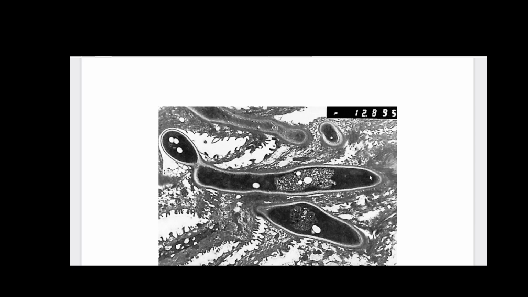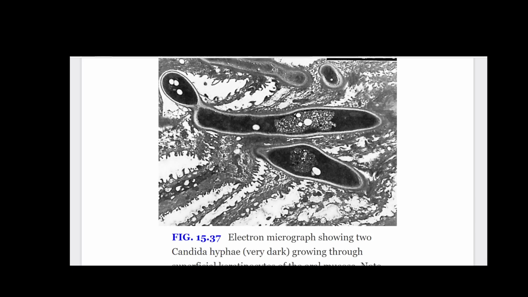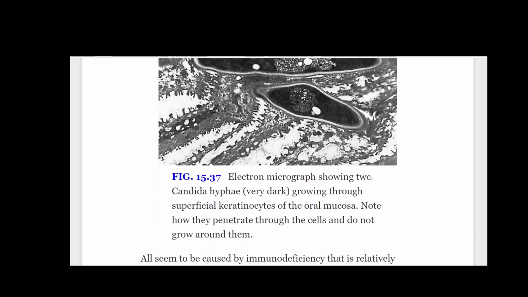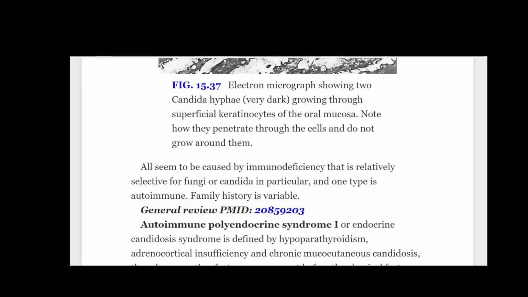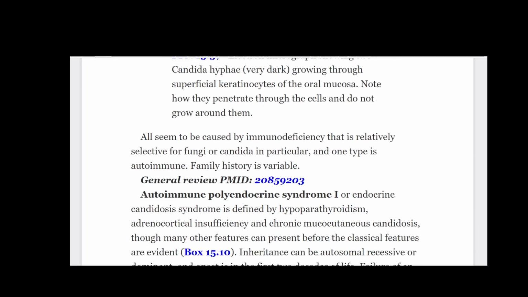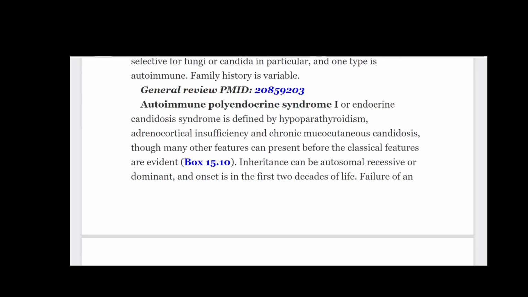All seem to be caused by immunodeficiency that is relatively selective for fungi or Candida in particular, and one type is autoimmune. Family history is variable. General Review PMID, 20,859,203 Autoimmune polyendocrine syndrome I or endocrine candidosis syndrome is defined by hypoparathyroidism, adrenocortical insufficiency and chronic mucocutaneous candidosis, though many other features can present before the classical features are evident, box 15.10.